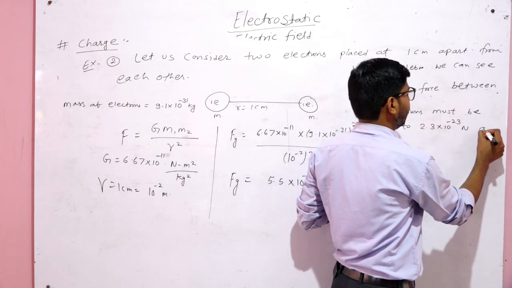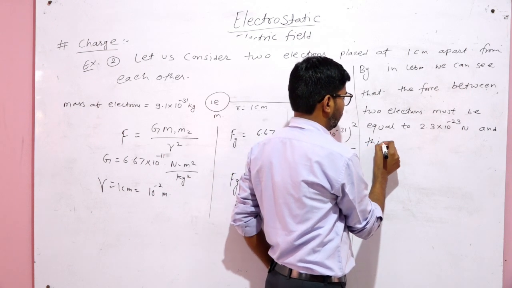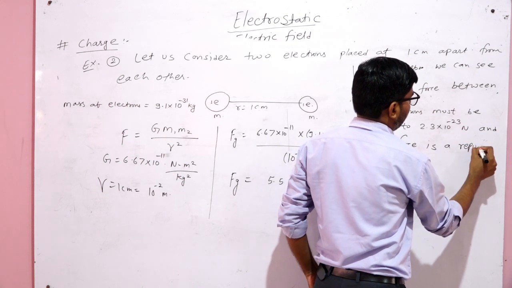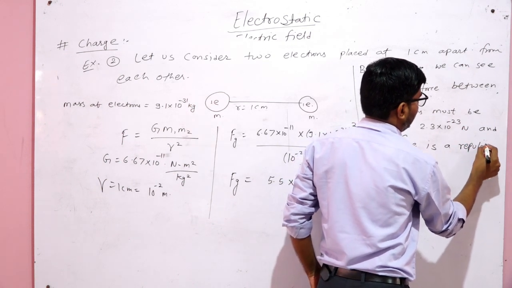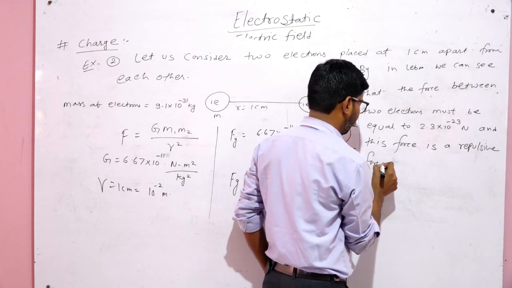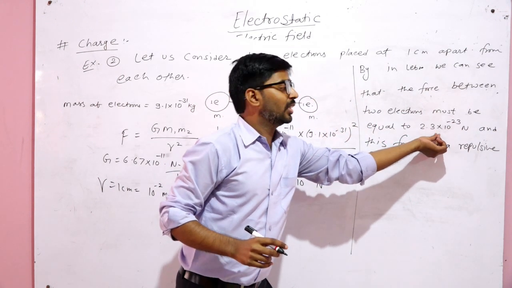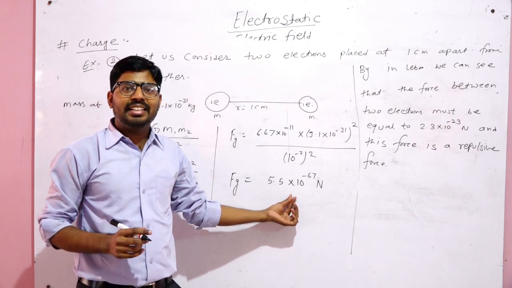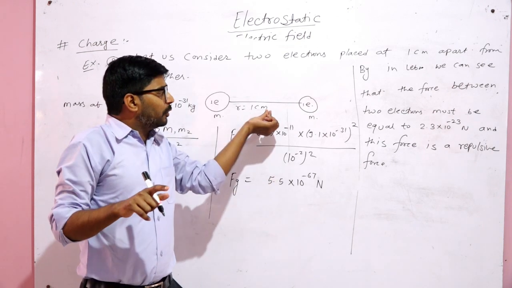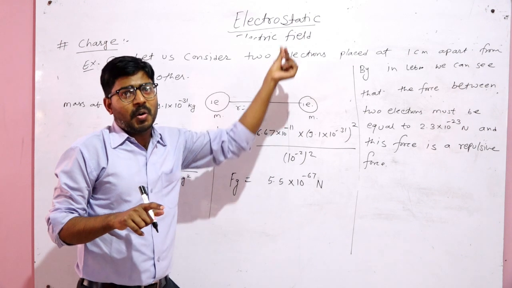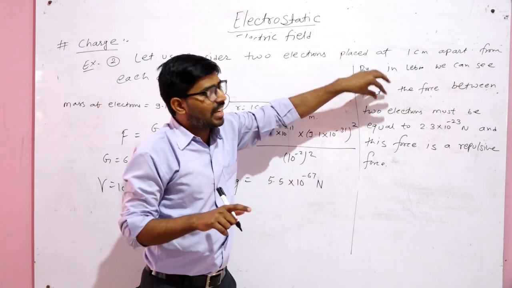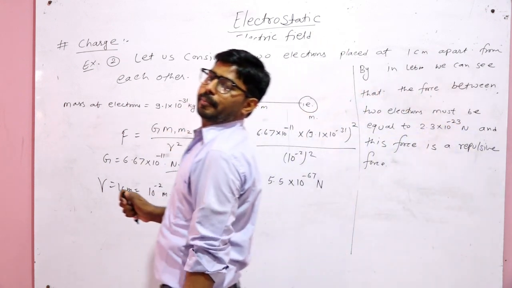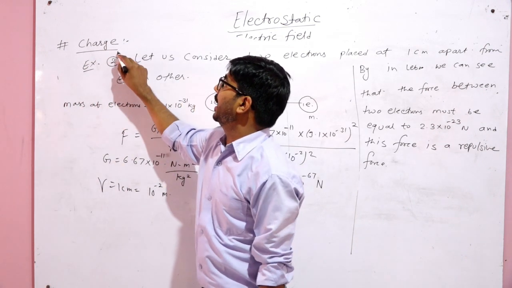This force is a repulsive force. Clear? This force is repulsive force, but the other force is a force of attraction. So we can conclude that apart from gravitational force, there is a force in a charged body which occurs because of a special property, and this special property is known as charge.